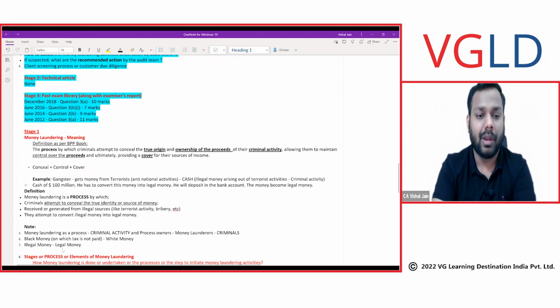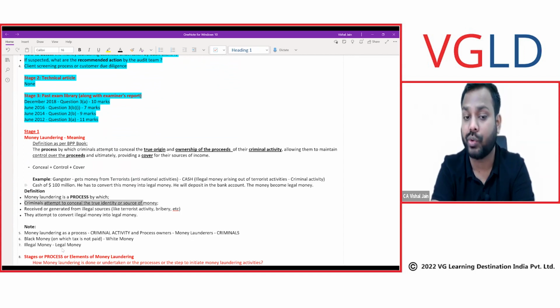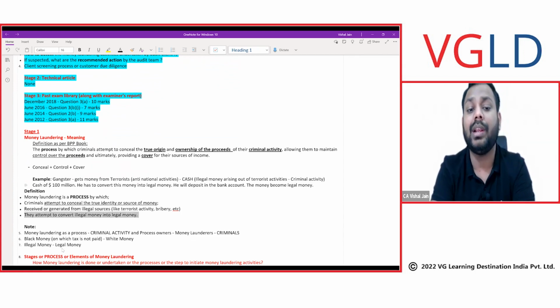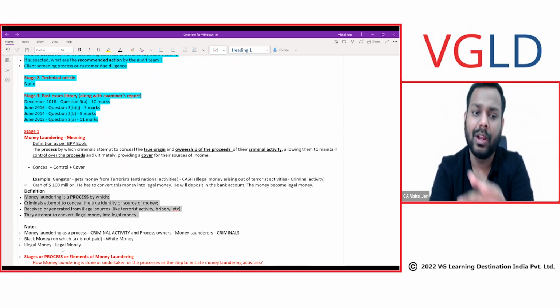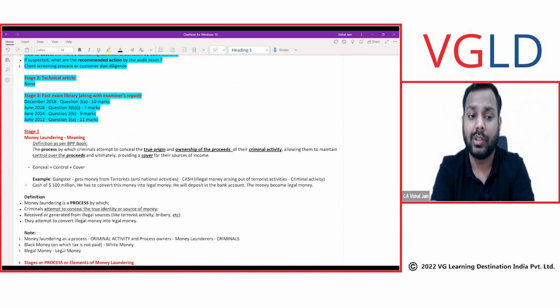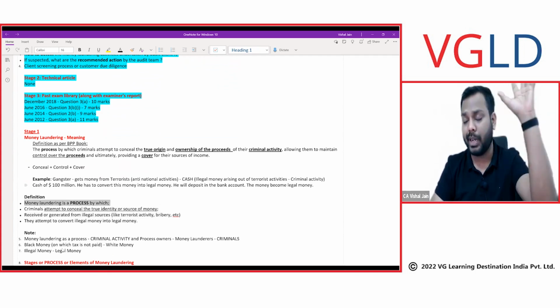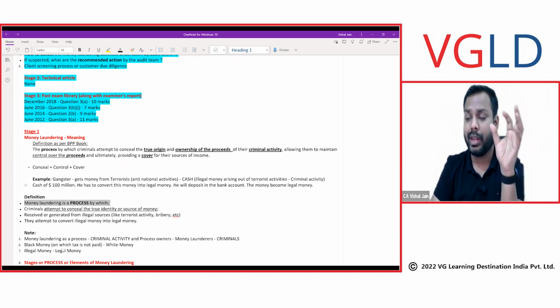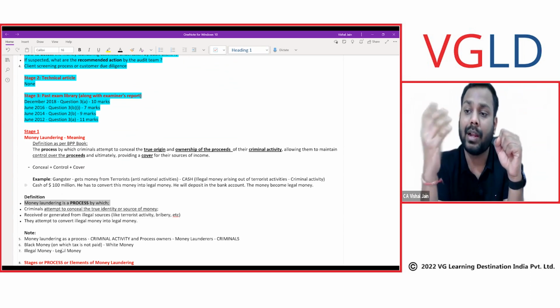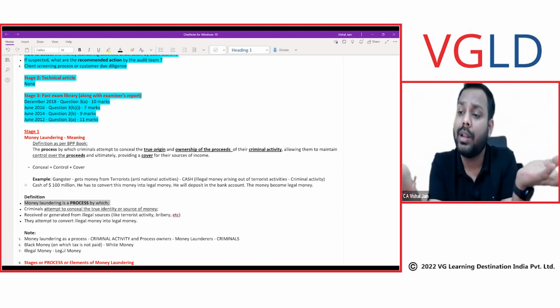Definition. Money laundering is a process by which criminals attempt to conceal the true identity or source of money received or generated from illegal sources. And they attempt to convert the illegal money into legal money. This is a definition written by me. Basically I'm trying to ease what is given in the book. So you can see, simple: money laundering is a process wherein the criminals try to conceal the true source of income by converting the illegal money into legal money.